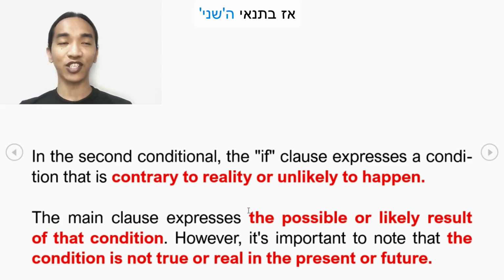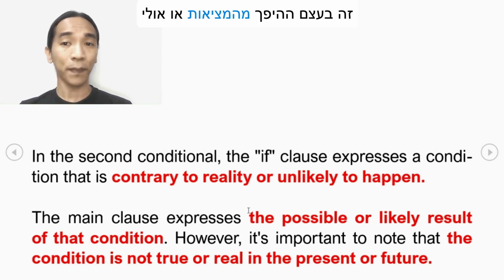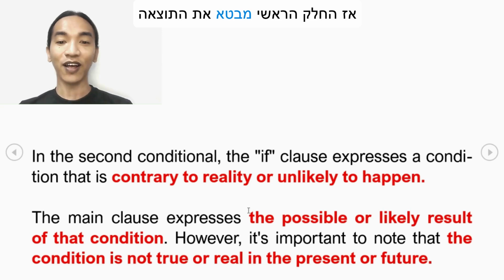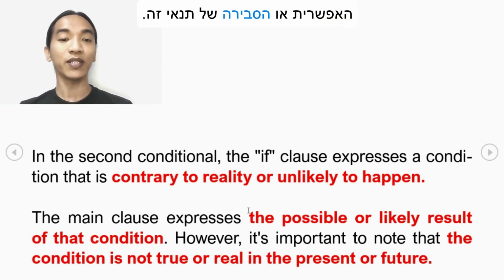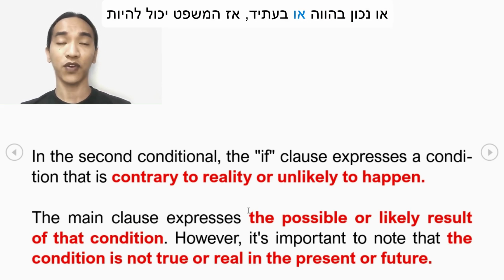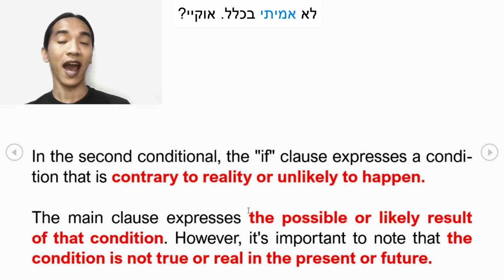So in the second conditional, it is important to take note that the if clause expresses a condition that is contrary to the reality or unlikely to happen. It means it is actually the opposite of the reality, or maybe it is not true about the present situation. Then, the main clause expresses the possible or likely result of that condition. However, you also have to take note that the condition is not real or true in the present or future time. Therefore, this sentence is not real or true at all.